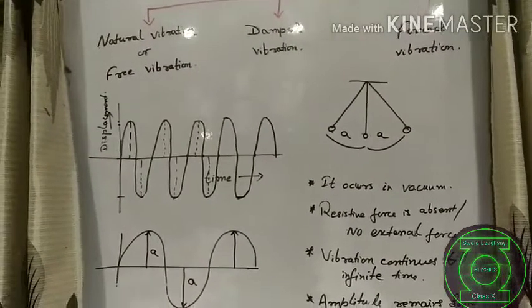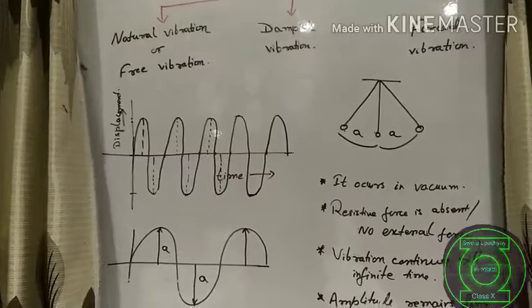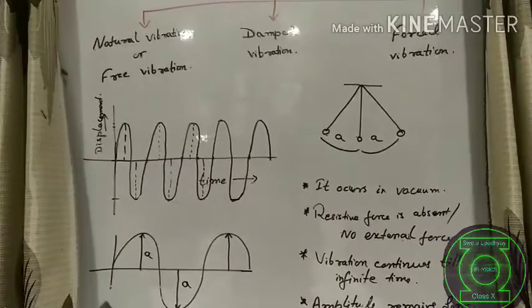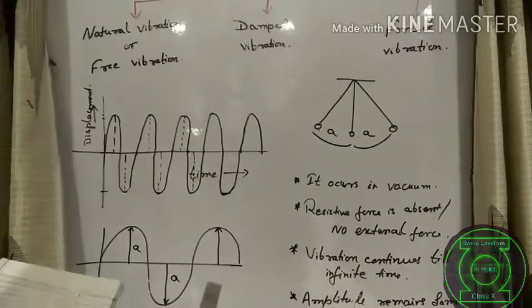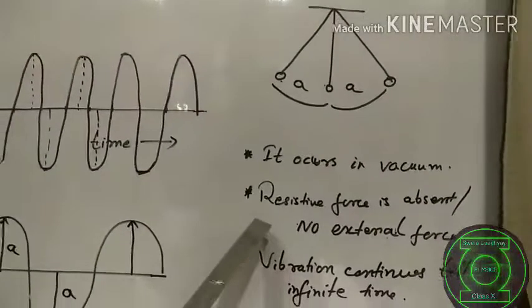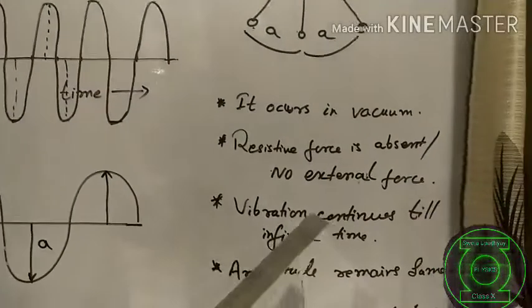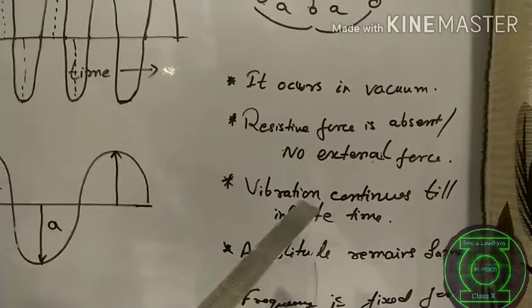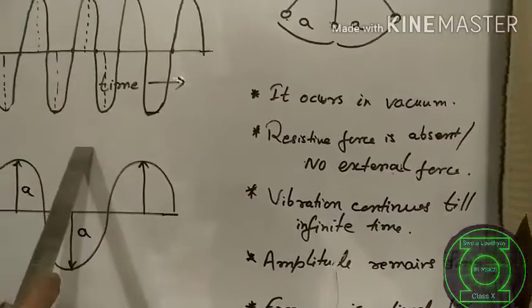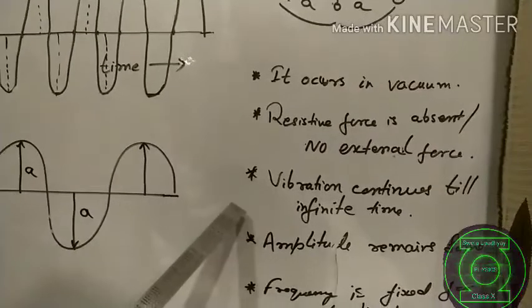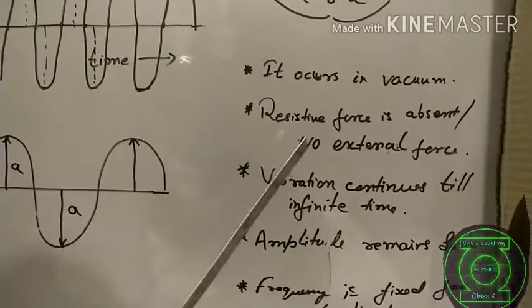The fourth thing which is very common in natural and free vibration is that it always occurs in vacuum. The resistive force is absent. There is no external force in these natural or free vibrations. The vibration continues for infinite time.